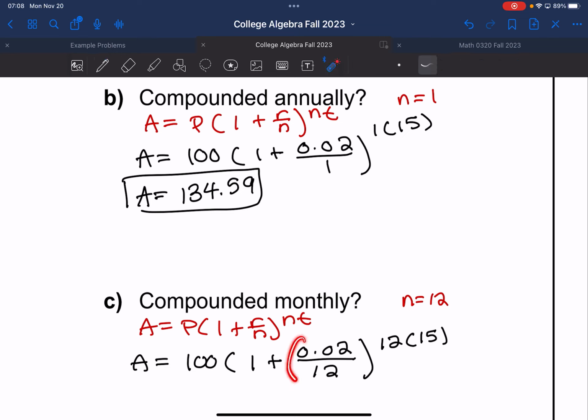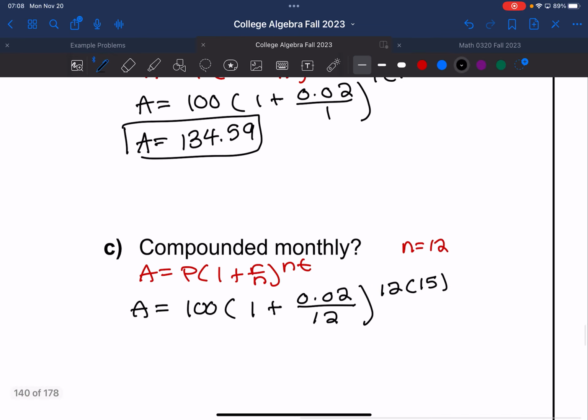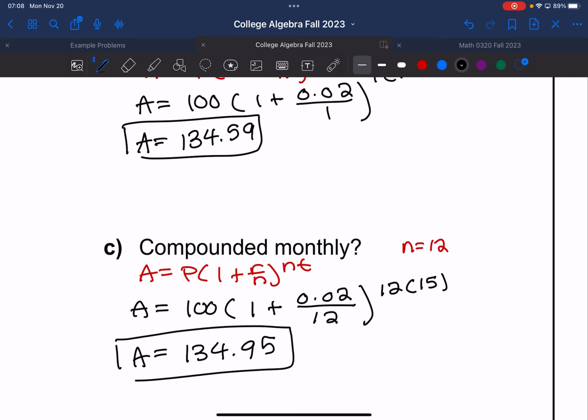Again, you may need these extra parentheses here, or you may even need the extra parentheses in your exponent, depending on your calculator. When plugging everything in, you will get 134.95. So again, we're a little bit better than part B, getting a few more cents there.